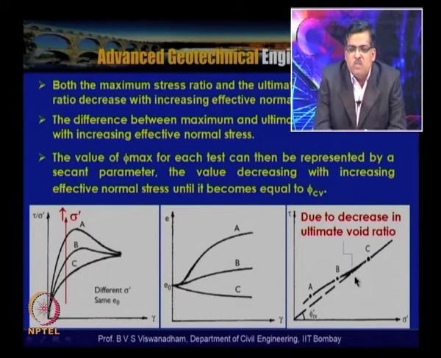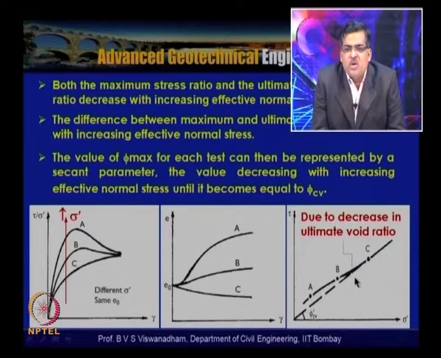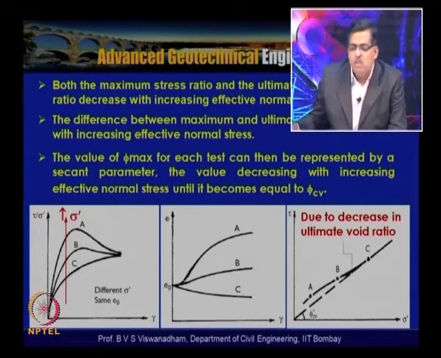This phenomenon is attributed to the decrease in the ultimate void ratio. So both the maximum stress ratio and the ultimate or critical void ratio decrease with increasing effective normal stress, and the difference between the maximum and ultimate stress decreases with increasing effective normal stress. The value of phi max for each test can thus be represented by a secant parameter, and the value decreases with increasing effective normal stress until it becomes equal to phi CV.